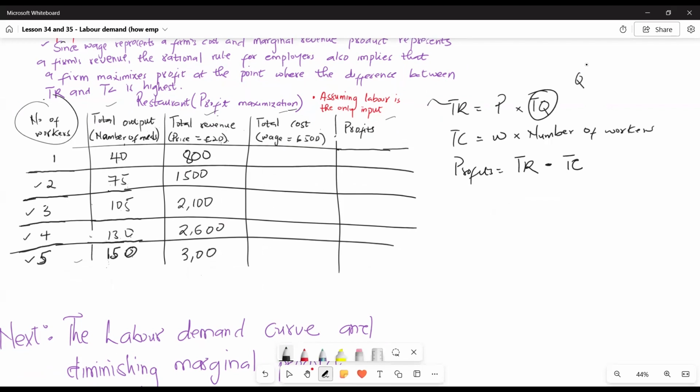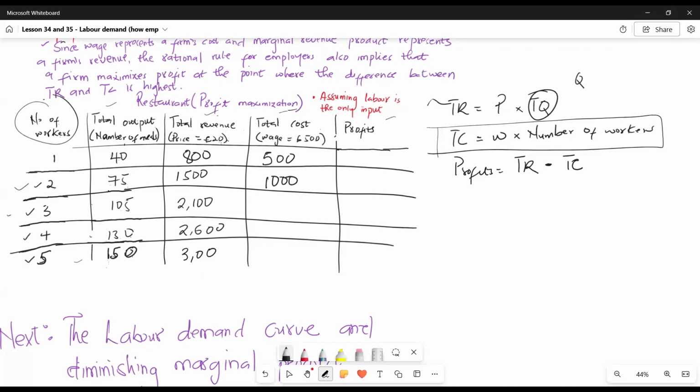Now let's move on to the total cost. We know the total cost here is the wage that you pay per worker times the number of workers that you employ. So when the worker was just one person, the total cost is simply the wage that you pay that worker. So in this example, we fix the wage as 500. So for one worker, the total cost is simply 500. Now for two workers, the total cost is now the wage per worker times the number of workers, which is 2. So 500 times 2, which is 1,000.